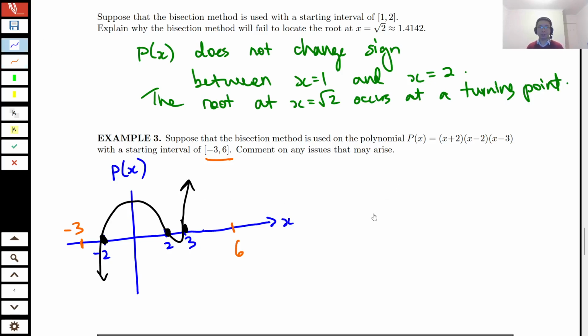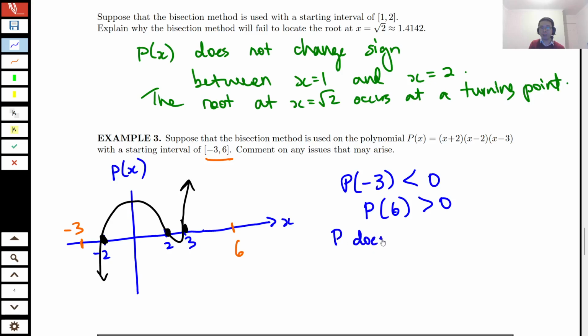So, first question, does p of x change sign on this interval? Actually, yes, it does. P of negative 3 is negative. P of positive 6 is positive. So P does change sign. What's the problem? The problem is there are multiple roots here.